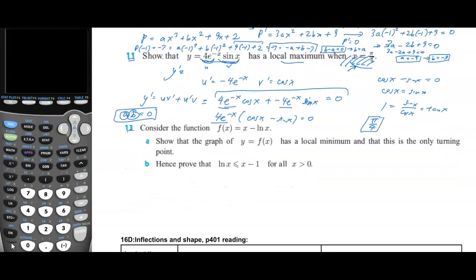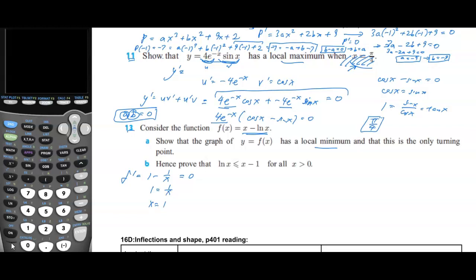Go to 13. Consider the function f of x equals x minus natural log of x. Show that the graph of y equals f of x has a local minimum and that this is the only turning point. Okay, so if we want to show that this graph has a local minimum, we want to find the derivative. The derivative is 1 minus 1 over x. We want to show that it's a local minimum, so we set the derivative equal to 0. We solve for x.